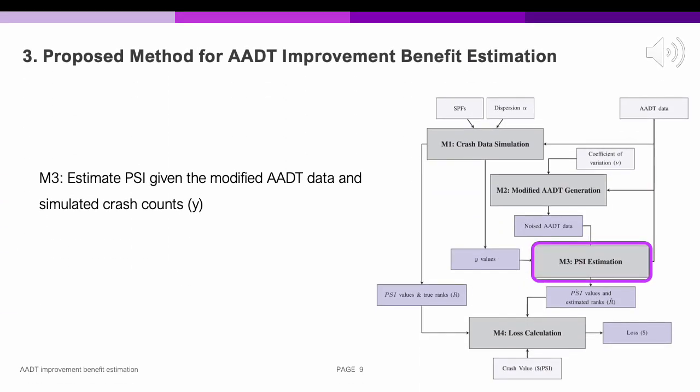In Module 3, we develop a new set of SPFs based on noisy AADT data from Module 2 and simulated crash counts from Module 1. Then PSI and corresponding ranks for each site are estimated using the new set of SPFs.